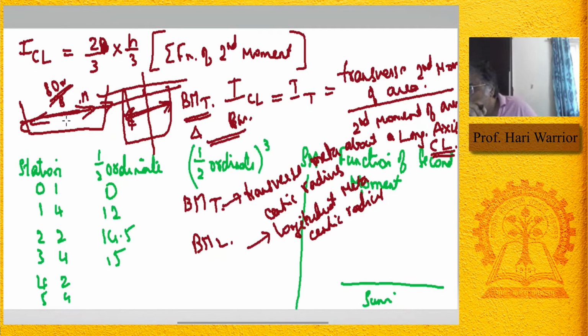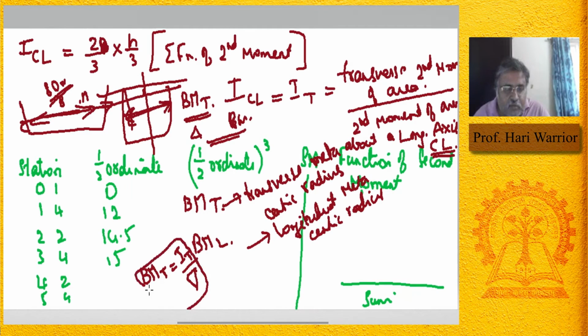So if you want to find the BMT for this problem, how will you find? It is obviously IT by del. This will give you the BMT, IT divided by del.